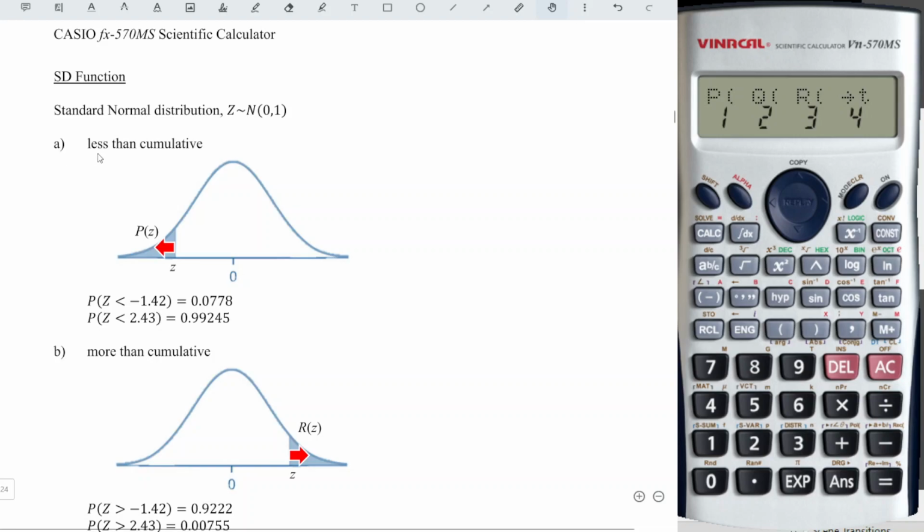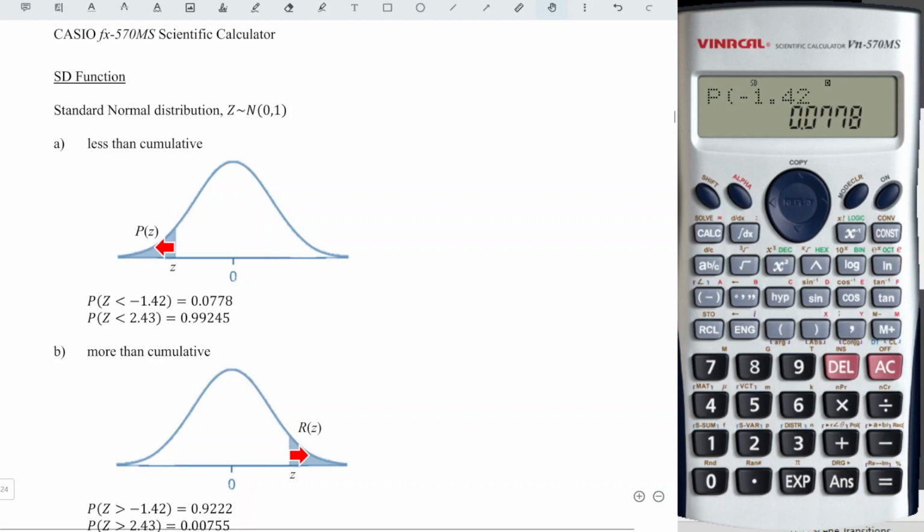So for part A, less than cumulative, which function should we choose? We will check the region that we want. Less than means to the left. As long as it is to the left, regardless of whether it's negative or positive, we choose P. So we have P, 1. Then to the left, less than negative 1.42, and we will obtain the correct value.